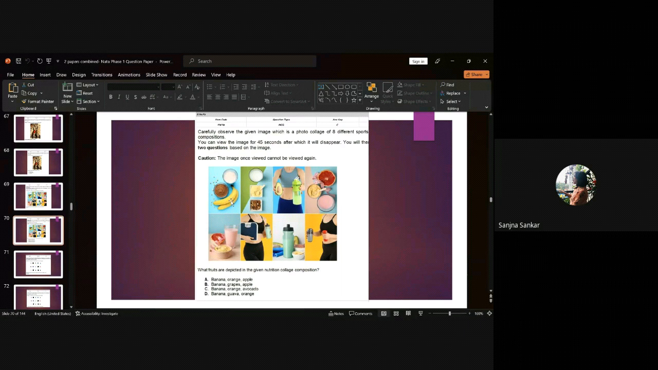So we can see bananas, avocado, and an orange.